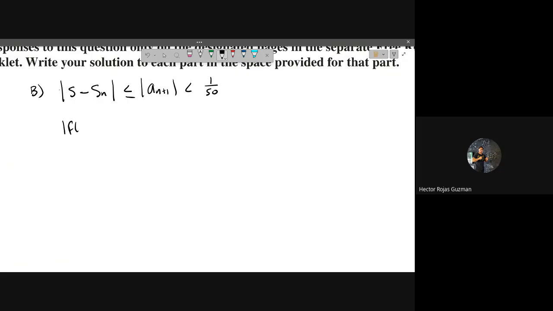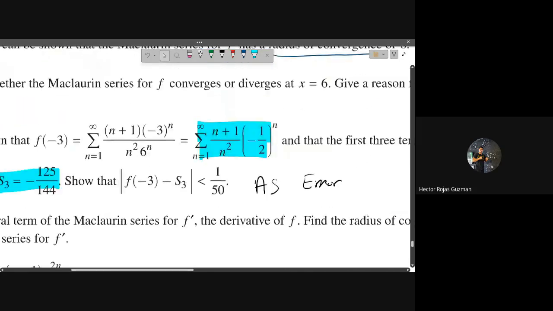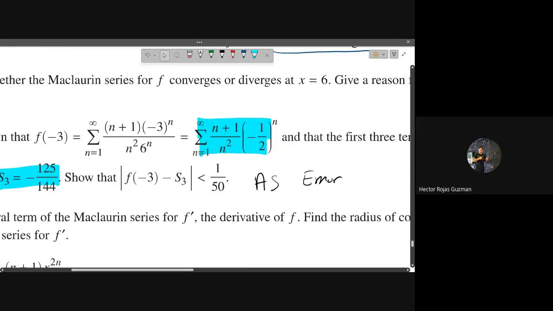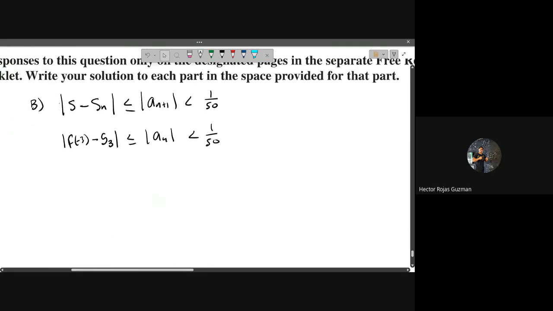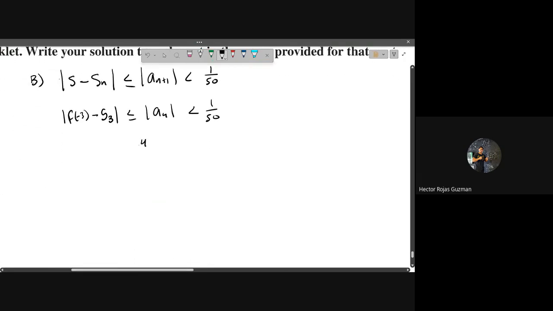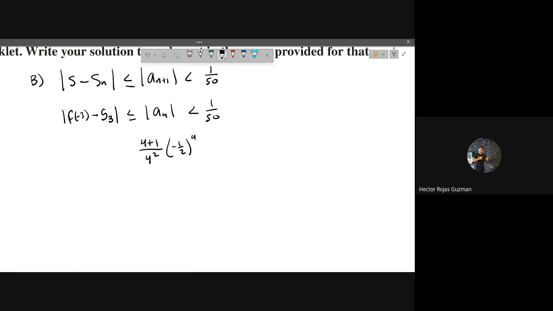Because they're giving us f of negative 3 as the actual series, but we're approximating the sum of the series using 3 terms, that means we should be looking at the 4th term. And that 4th term should be less than 1 over 50. Well, they already give us the simplified series, right? I highlighted it for you guys. Just plug in 4. We're trying to get the 4th term. So that would be 4 plus 1 divided by 4 squared times negative 1/2 to the power of 4.